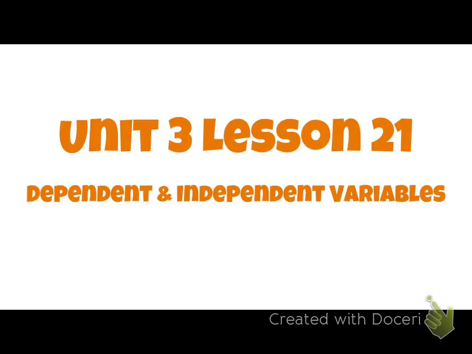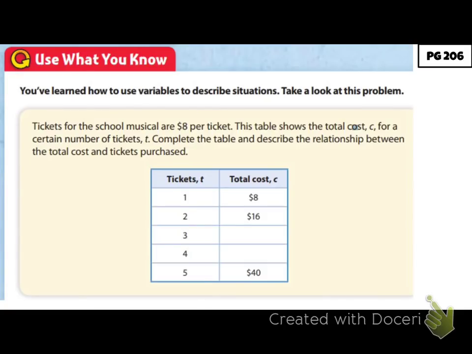It is dependent and independent variables. So, you might have talked about this already in science, and it kind of goes hand in hand. A dependent variable depends on the independent variable. So, depending on what number we put for our independent variable, the answer, or the dependent variable, is going to change. So, let's move into it.